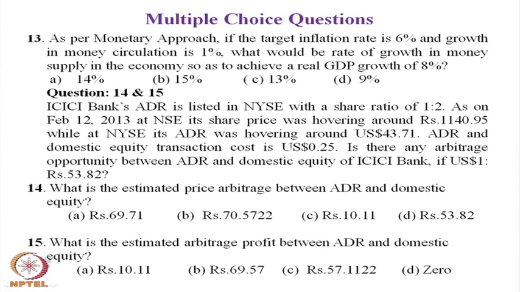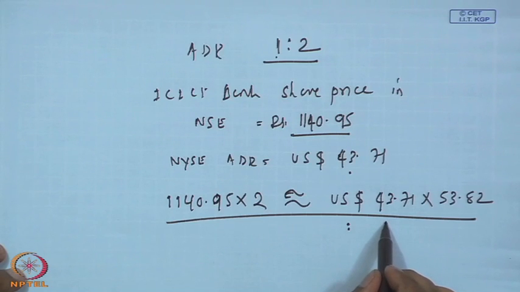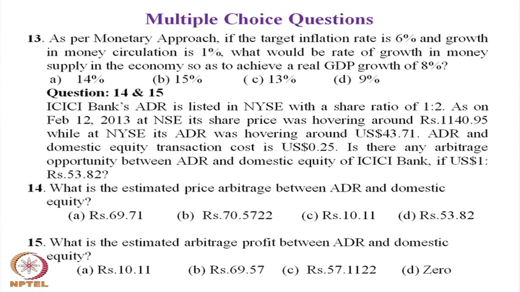So, what is the price arbitrage? You can calculate from here. The differential of these two is the price arbitrage, and how much is this price arbitrage? If you see, the answer is 70.5722. Question 14 answer is B, 70.5722.